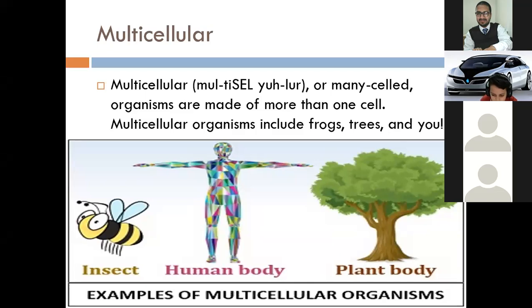Multicellular, or many cell organisms, are made of more than one cell. Multicellular organisms include frogs, trees, and you.